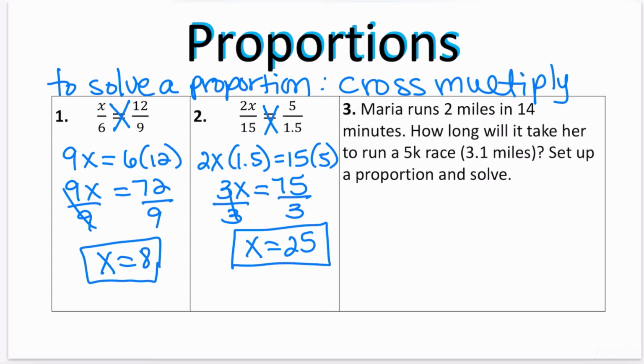Maria runs 2 miles in 14 minutes. How long will it take her to run a 5K race? A 5K race is 3.1 miles. Set up a proportion and solve. So the first thing we have to do is decide what is it that we are comparing?